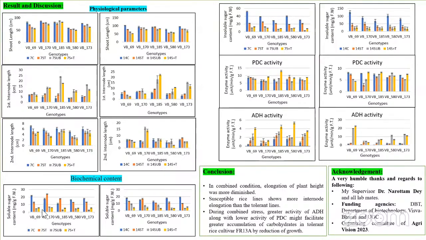Here we can see that the submergence tolerant rice cultivar FR13, that is the VP69, shows greater accumulation of soluble and insoluble sugar in combined stress condition compared to the submerged stress condition. But when plants are subjected to 14 days of stress induction, or with increasing period of stress condition, plants reduce their soluble sugar.